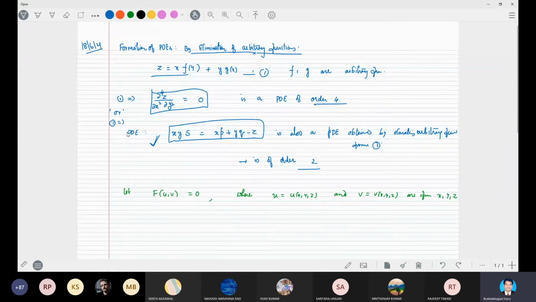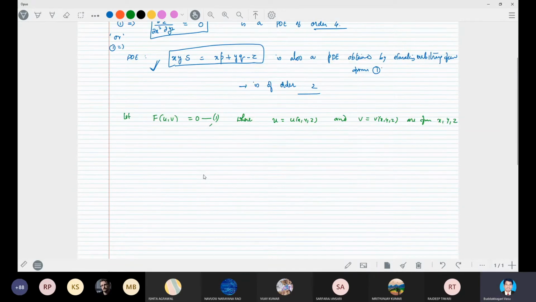So now tell me how we can eliminate this function. This is only one arbitrary function, capital F, which is a relation of two functions u and v, where u is a function of x, y, z and v is a function of x, y, z. So how can we eliminate that F? Through differentiation. Differentiating equation 2, the second equation. Earlier we have written 1, okay.